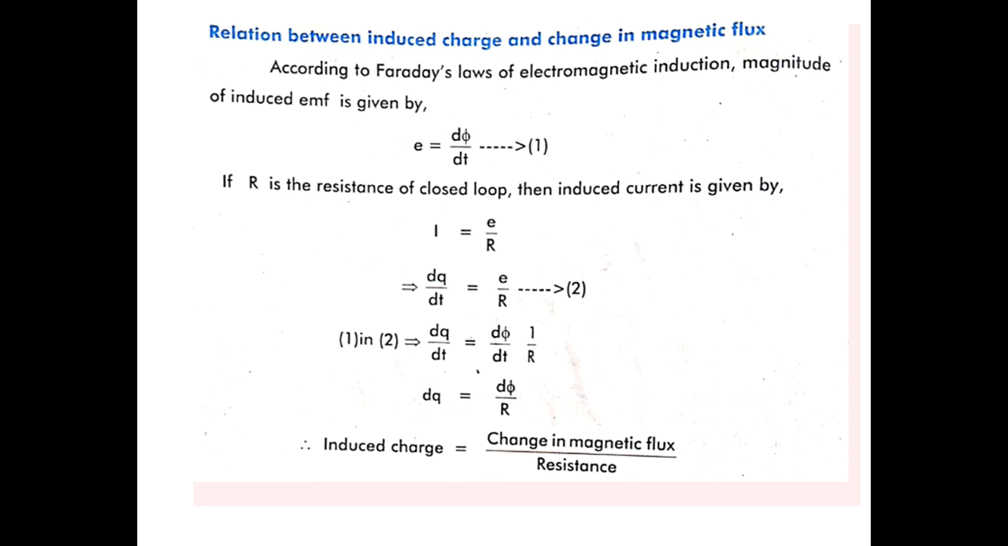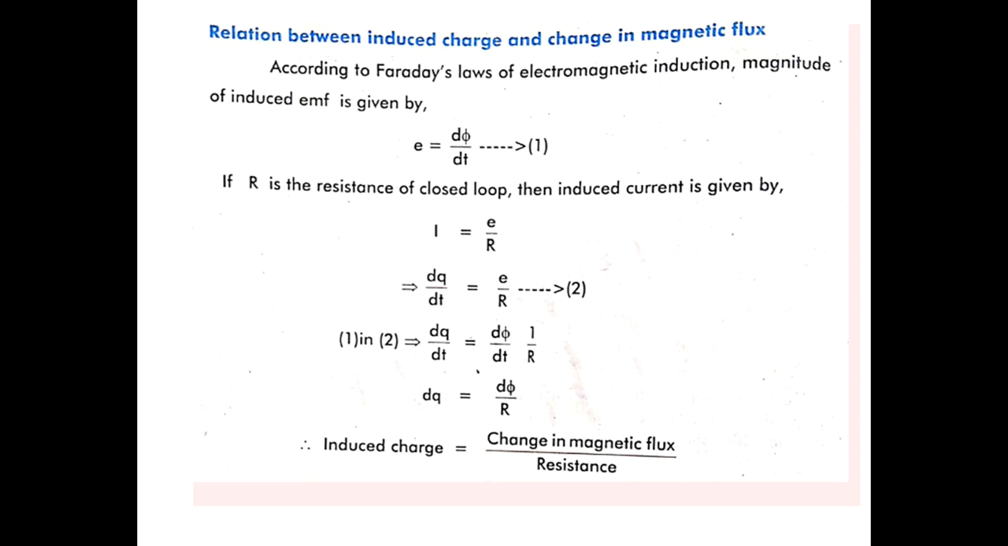According to the law of conservation of energy, Lenz's law is applied. And Faraday's law says the magnitude of EMF induced in the circuit is equal to the rate of change of magnetic flux linked with the circuit. So that is EMF E = dφ/dt. Suppose that is equation number 1.